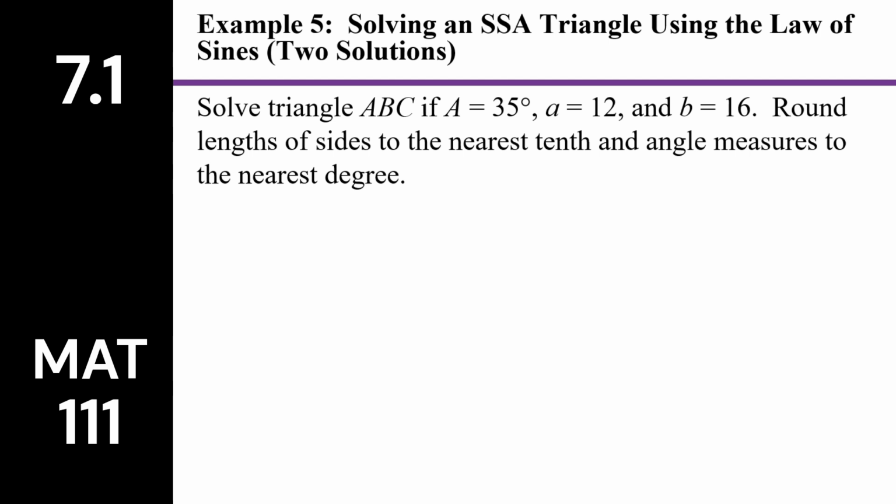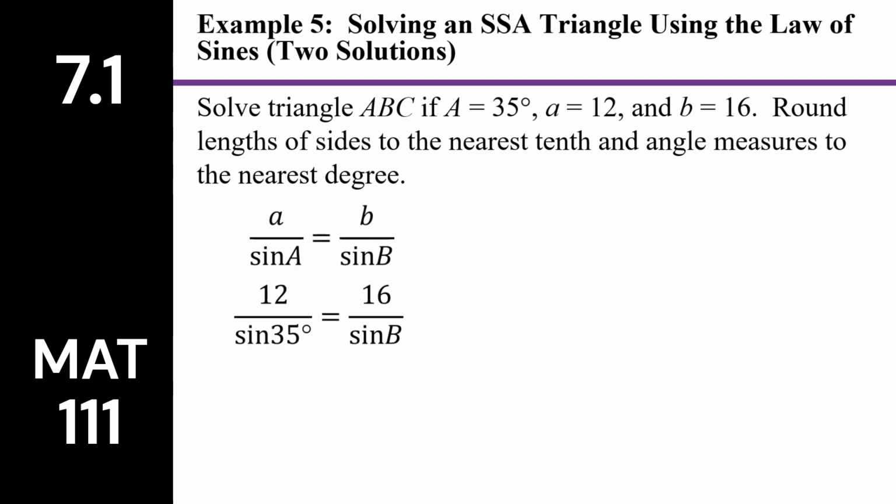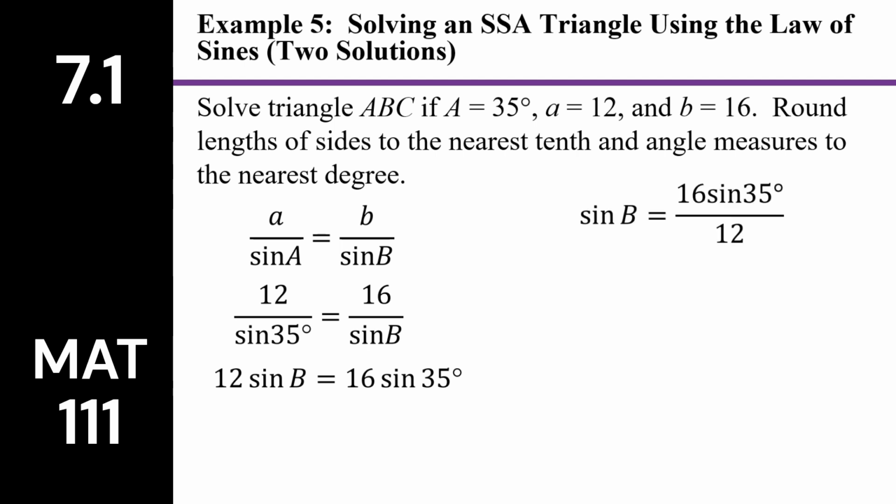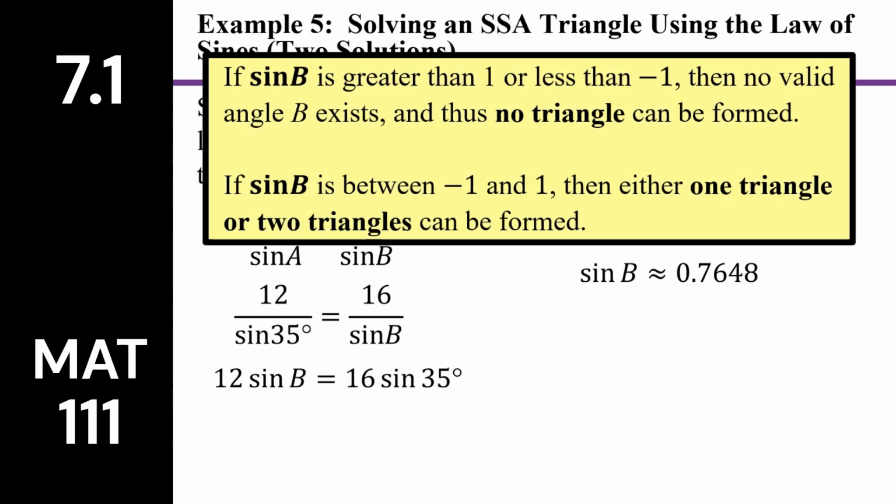In example 5, once again, we have a triangle where we know two sides and the angle across from one of those sides. So we'll use the law of sines. We substitute in the values we know, cross multiply, and divide both sides by the coefficient of the sine of B. Then we use our calculator to make that approximation. And we recognize that the sine of B here has a valid value between -1 and 1, and therefore we'll end up with one triangle or two triangles.